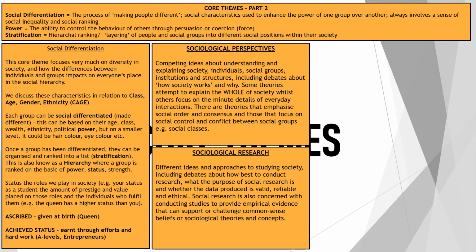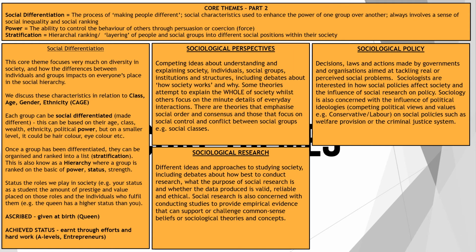Sociological research is about how we conduct research, how we get information, how we find data within sociology. So it's about research methods. This will be looking at methods like questionnaires, interviews, observations. How are they used? Why do sociologists use them? What is the type of data and information that you can gather from them?